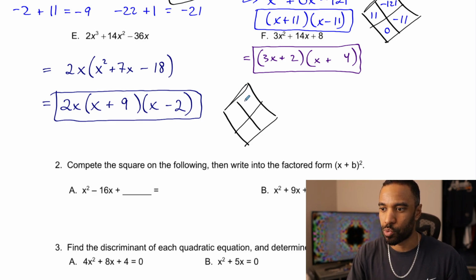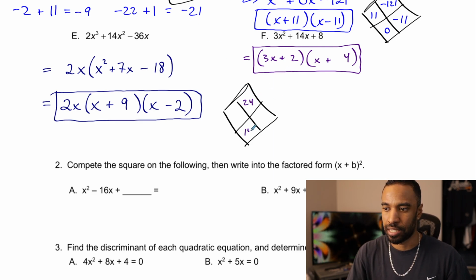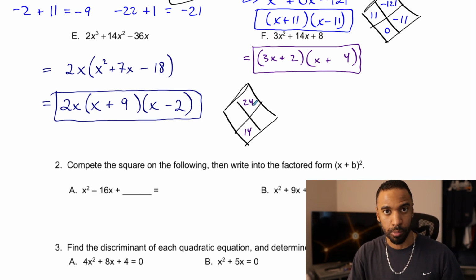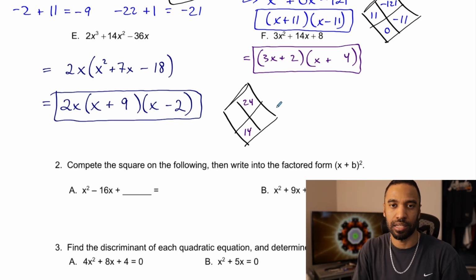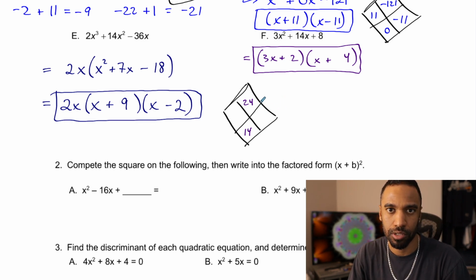What numbers multiply to make 24 and add to make 14? I have a whole video dedicated to this factoring by grouping stuff, so I'm not going to explain why that is. What numbers multiply to make 24 and add to make 14? Actually, I do know. 6 plus 4.